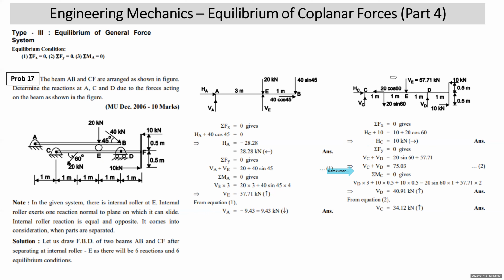Now this 10 kilonewton, assume it to the left above C, 10 into 0.5 anti-clockwise. Even the 10 below, the lower one, assume it here to the right, will also give anti-clockwise 10 into 0.5. Students, we have listed anti-clockwise moments on the left side, clockwise moments on the right side about C. So you get the value of VD which comes positive. That means the assumed direction of VD upward is correct. The value of VD is substituted in the second equation. You get the value of VC which comes out to be positive. That means its assumed direction is correct.